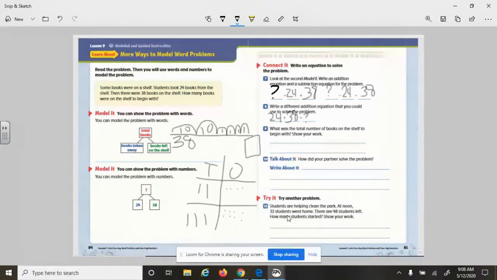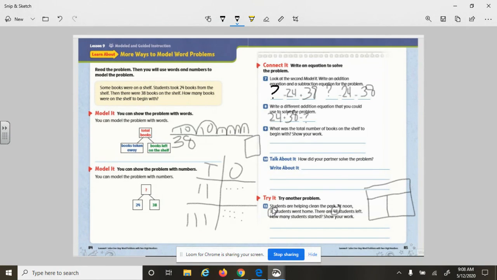The last one, try it, says that students are helping clean out the park. At noon, 33 students went home. There are 48 students left. How many students started? Show your work. So why don't we start with a part whole chart? We have two numbers, 48 and 33. Let's figure out which one is our whole number, or if our whole number is the missing information.